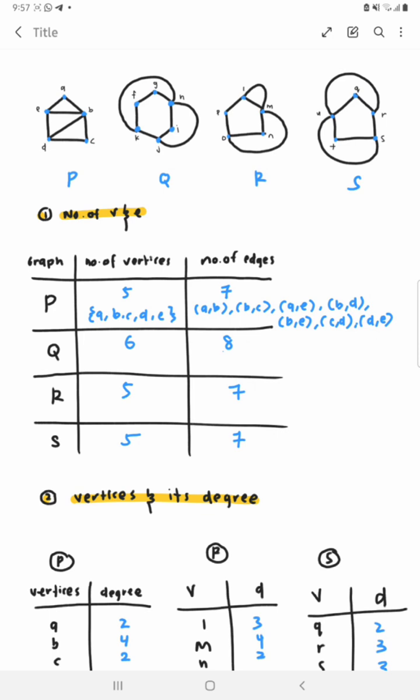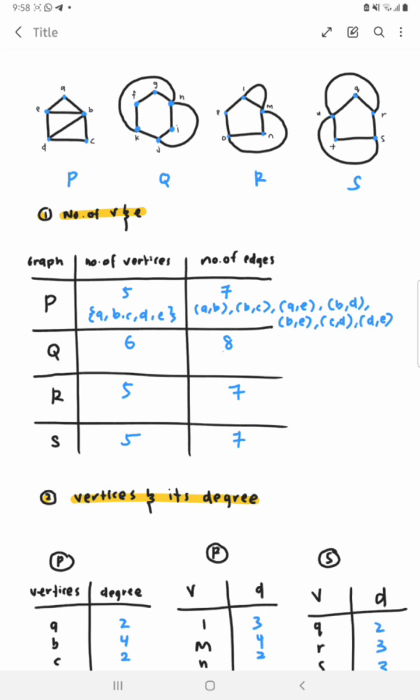So the question is, you are given four graphs P, Q, R, and S. Identify the two isomorphic graphs. It basically means that they want us to find two identical or similar graphs.